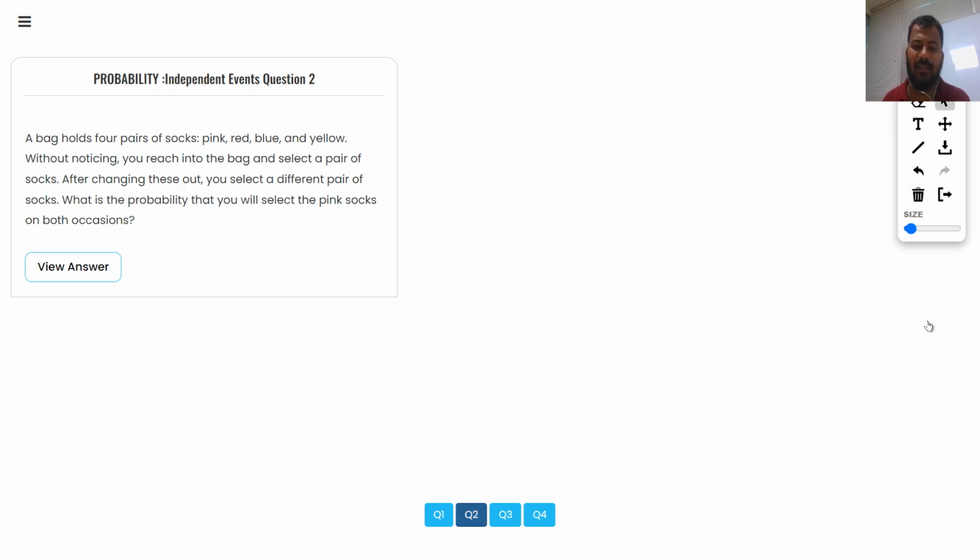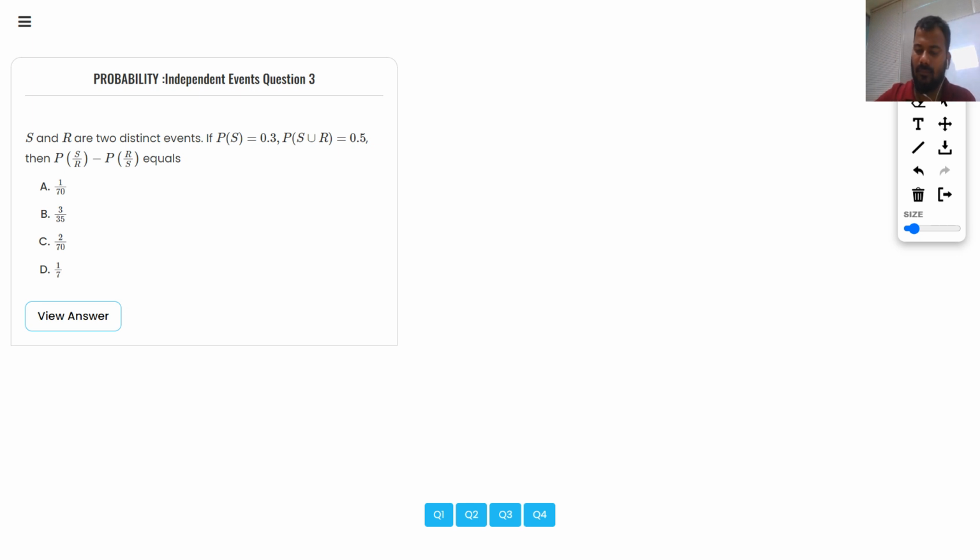Then let's move on with question number 3. In this question, they have said that S and R are 2 distinct events. Since S and R are 2 distinct events, I can say they are going to be independent. If the probability of S is 0.3 and the probability of S union R is 0.5, then we have to find the probability of S given R minus the probability of R given S.